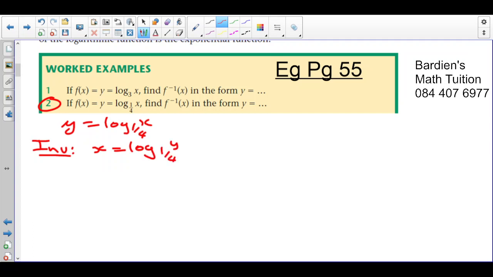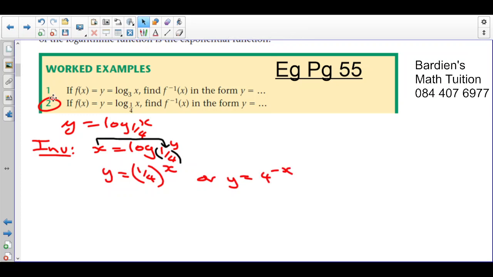So what do we do now? Make y the subject of the formula. How do we do that? By dropping the x onto the base. Okay, the base remains the base. So y is equal to a quarter raised to the x. Or this could also be written as y is equal to 4 to the minus x. Both are acceptable.